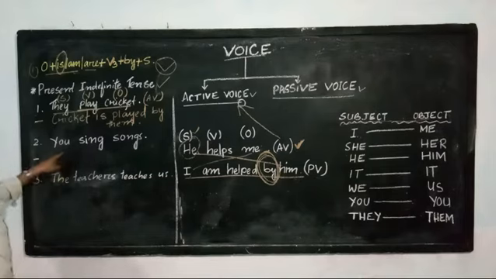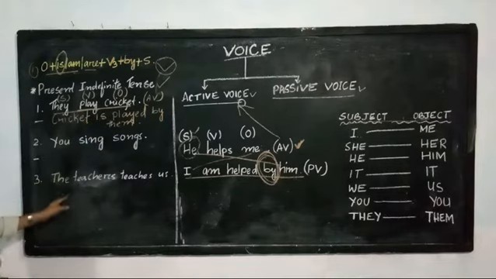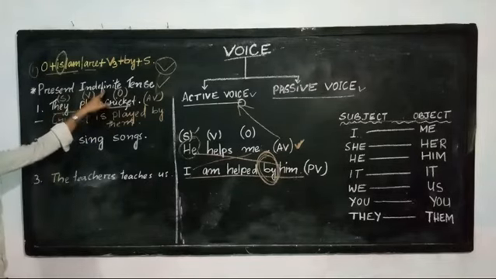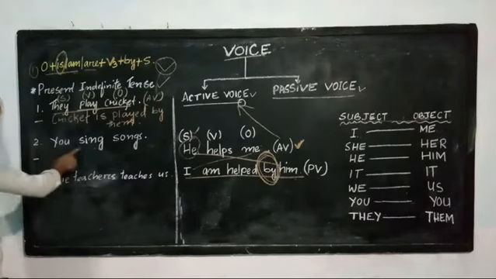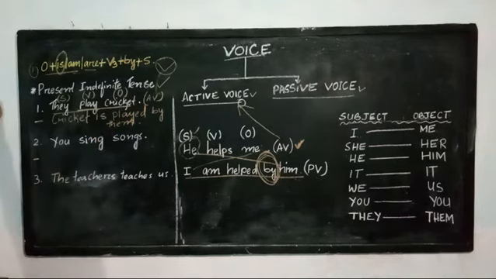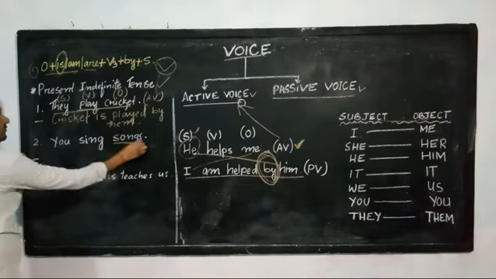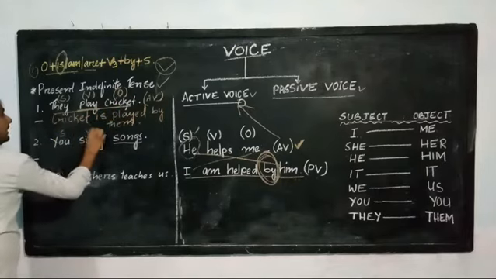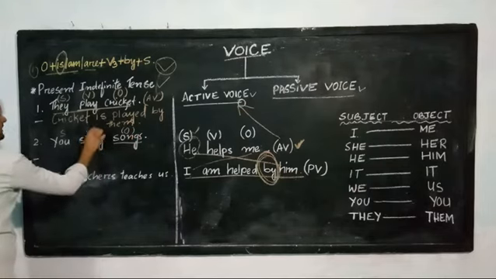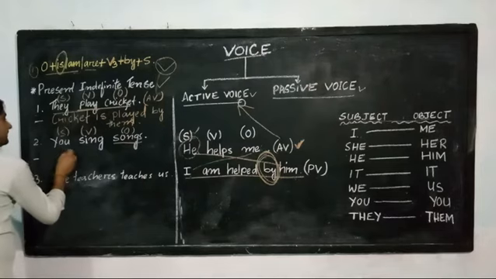Are you getting it? Now see another question, number 2. You sing songs. All these three sentences I have taken from present indefinite tense. So what will we write in the passive voice? This is the subject, verb, and object. We will begin the sentence in the passive voice with the object. What is the object here? Songs.